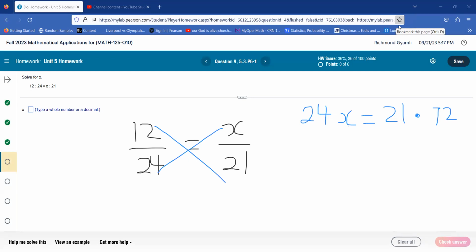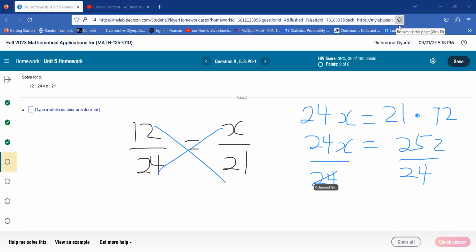So I have to go on my calculator, and then I'm going to do 21 times 12. And what would that give me? 252. So 24x equals 252. I'm trying to solve for x, so I divide both sides by 24. And that gives me 10.5.